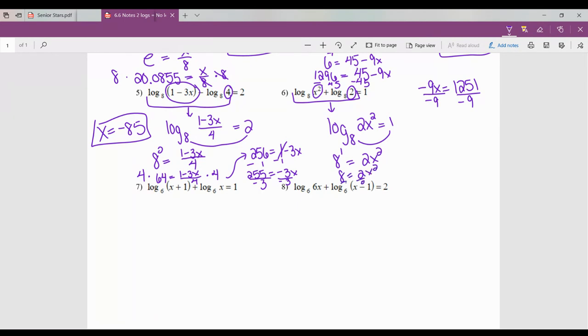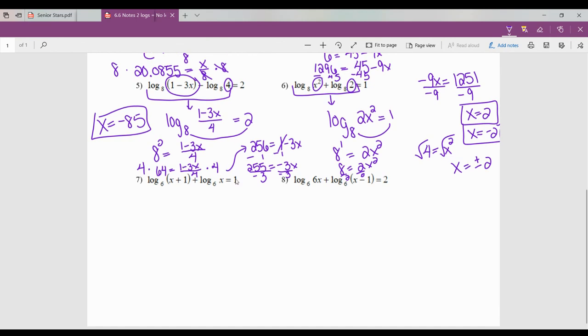Divide by 2. I get 4 equals, I forgot the equals in between. 4 equals x squared. Take the square root. x is going to equal plus or minus 2. Do they both work? Positive 2 squared works. x equals positive 2 is going to work. What about negative 2? Negative 2 squared? That works. So we've got 2 answers for that one because both of them give me a positive log.